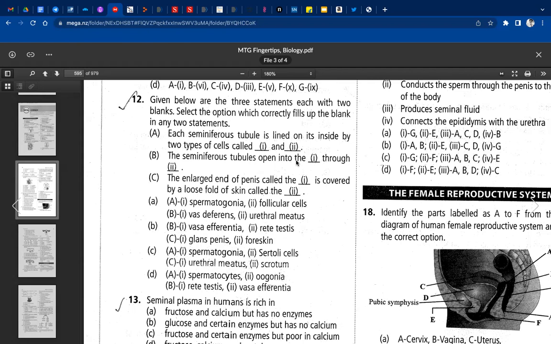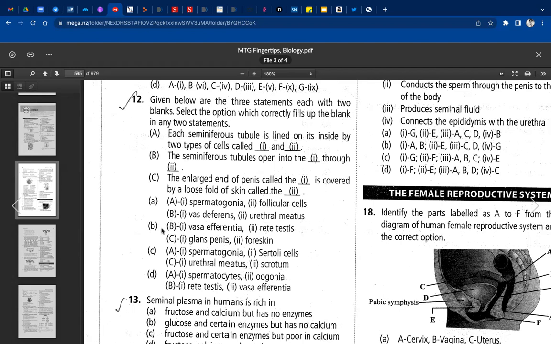the seminiferous tubules open into the vasa efferentia through rete testis. Option C is the enlarged end of the penis, called the glans penis, or simply the glans, is covered by a loose fold of skin called the foreskin. And this foreskin can be surgically removed under some disease conditions, and also culturally in many parts of the world. That's called circumcision, right?